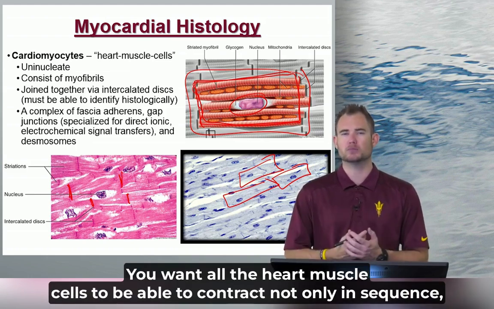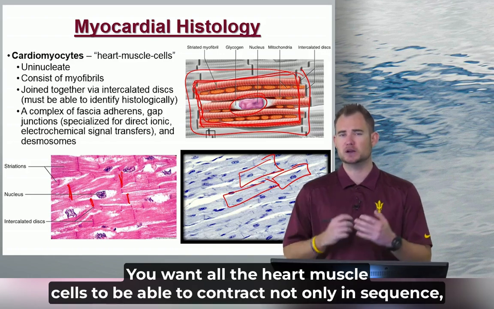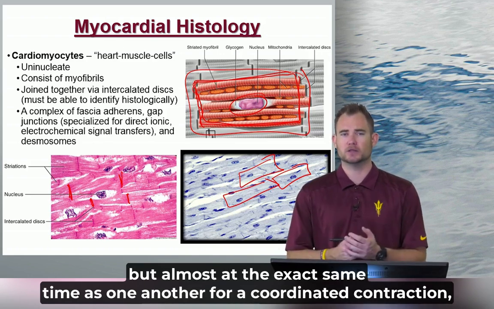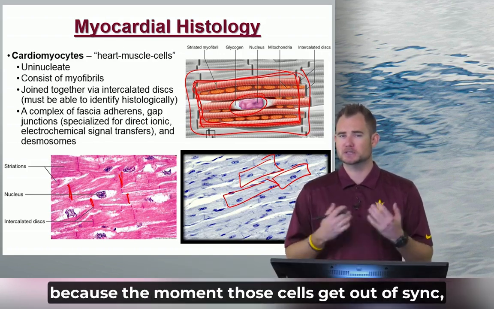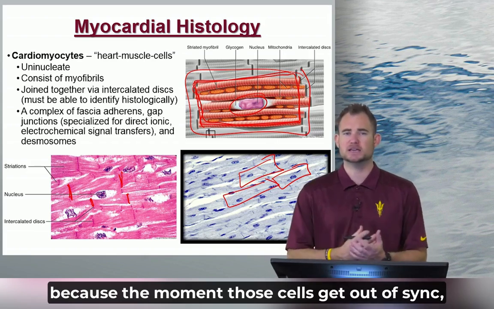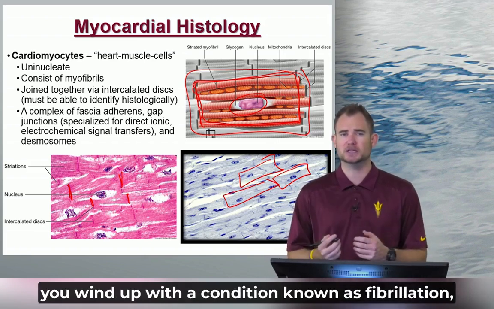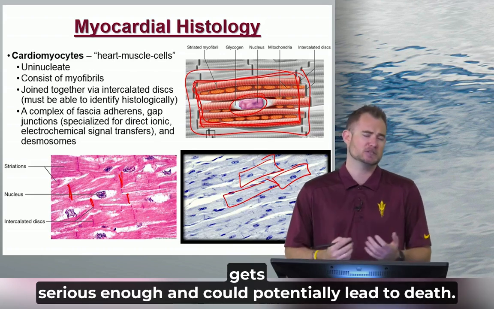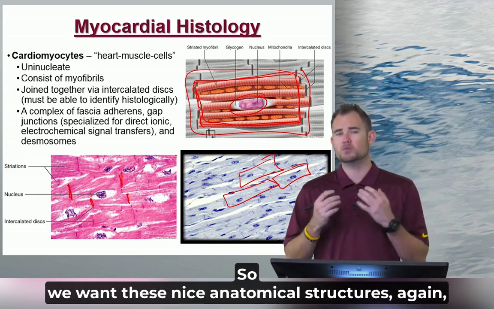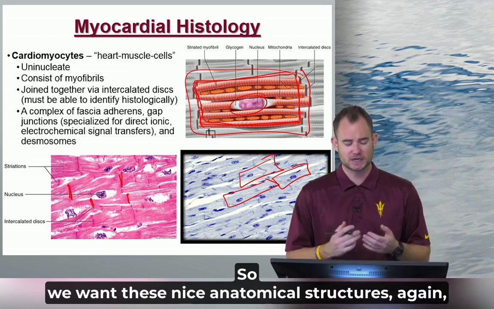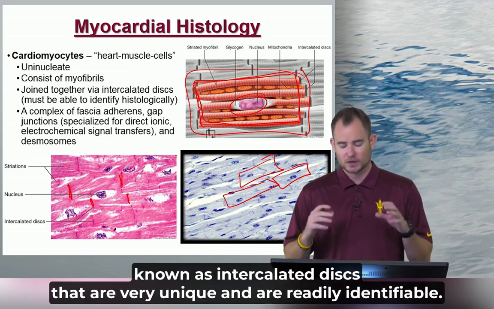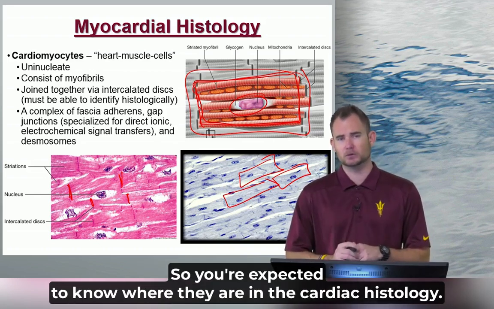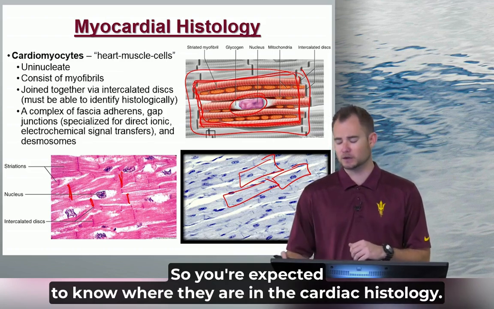You want all the heart muscle cells to be able to contract not only in sequence, but almost at the exact same time as one another for a coordinated contraction. Because the moment those cells get out of sync, you wind up with a condition known as fibrillation, and that usually requires some sort of intervention if it gets serious enough and could potentially lead to death. So we want these nice anatomical structures, again, known as intercalated discs, that are very unique and are readily identifiable, so you're expected to know where they are in the cardiac histology.